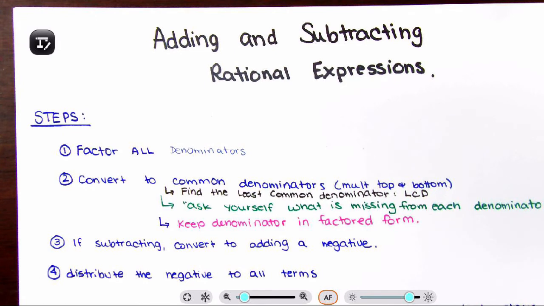Now, rationals are simply fractions, so whenever you see the word rational, think fractions. Now, whole numbers are also fractions.